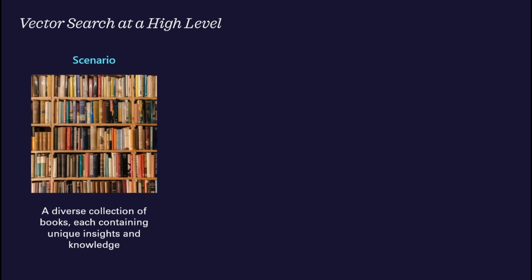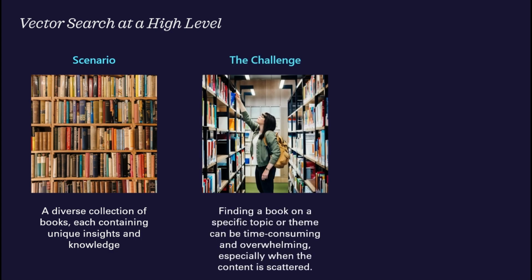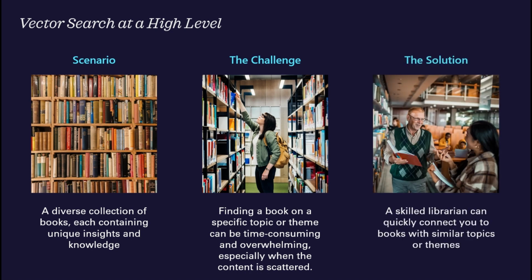To support search in generative AI cases, you'll commonly see vector search. You can think of it like this. Imagine you're in a library with a diverse collection of books, each containing unique insights and knowledge. Finding a book on a specific topic or theme can be time-consuming and overwhelming, especially when the content is scattered everywhere. Vector search is like a skilled librarian that helps computers quickly find and connect you to the information you need by organizing similar items close together.